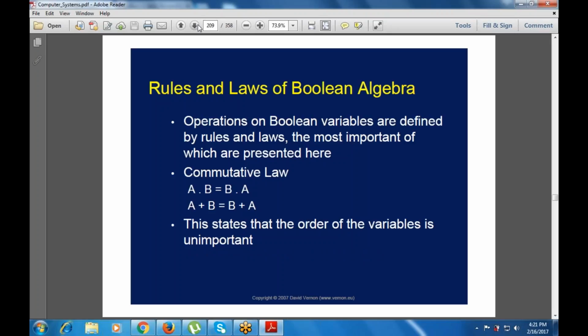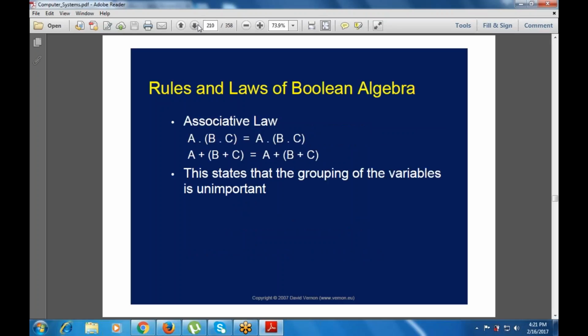And then rules and laws of the Boolean algebra. These are defined by the rules and the laws, and the most significant are represented over here. This is the commutative law. This is A into B equals B into A, and A plus B equals B plus A.